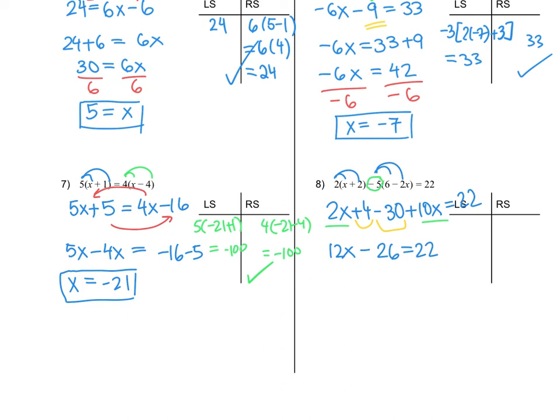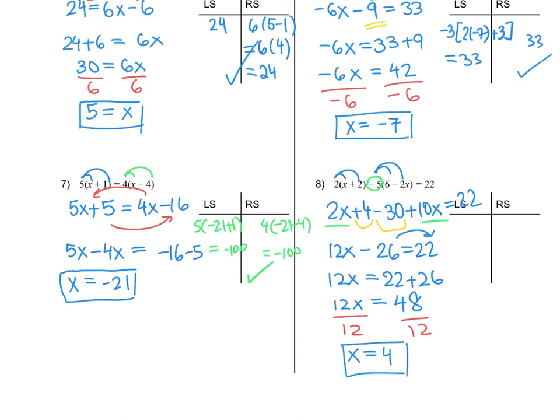Okay, now it's a 2-step equation. Okay, bring the 26 over, it becomes positive. And when I add those numbers, I do end up with 48. And now, that same final step, divide out the 12, and I do get positive 4.